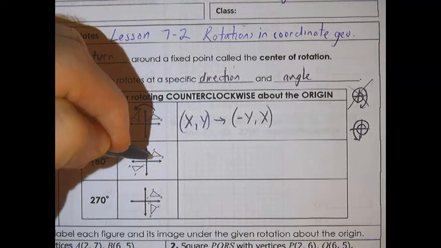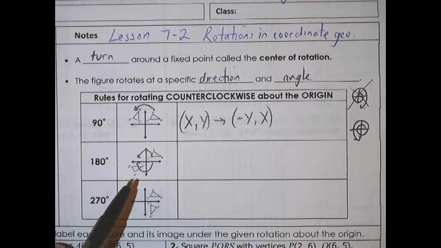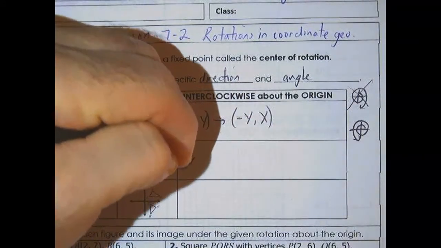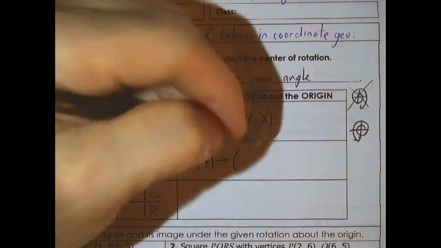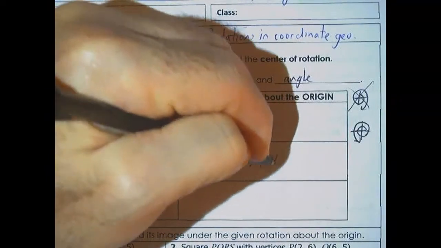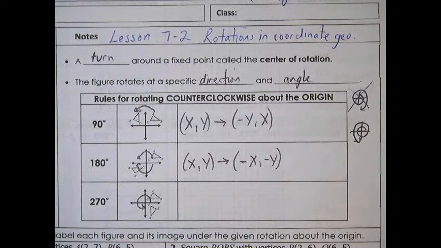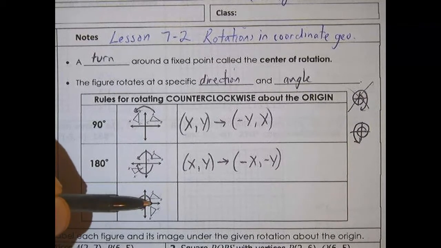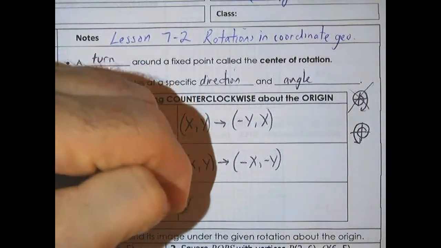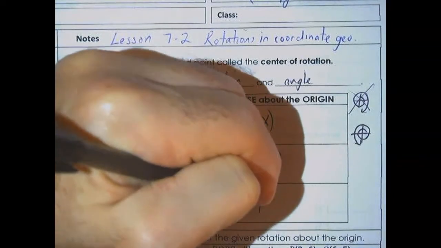180 degrees can go either this way or this way. It doesn't matter whether you think of this as counterclockwise or clockwise, because it's going to be the same. It's halfway around the circle. It doesn't matter which way you go. In that case, (x, y) will go to (negative x, negative y). Just negate them, don't switch them. And in the case of 270 degrees, going all the way that far, because if it was 360, it would be all the way back to the top, here we have (x, y) goes to (y, negative x).